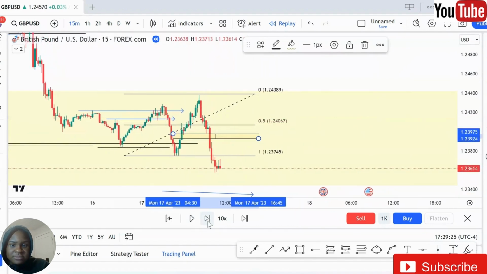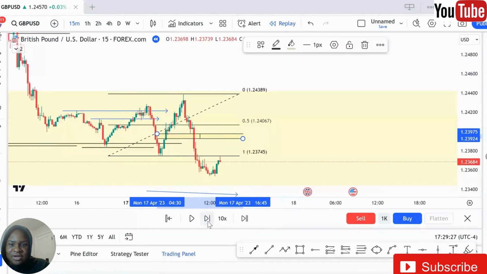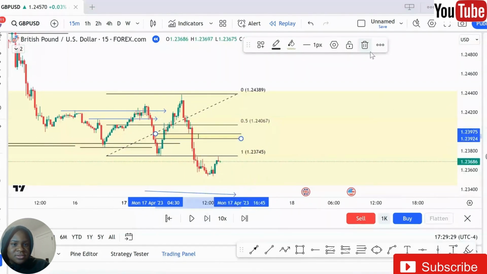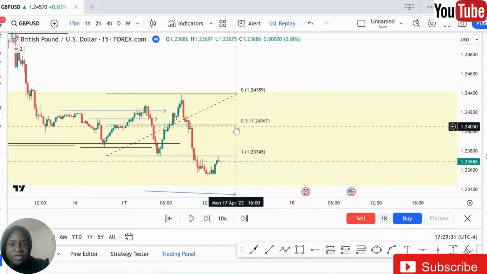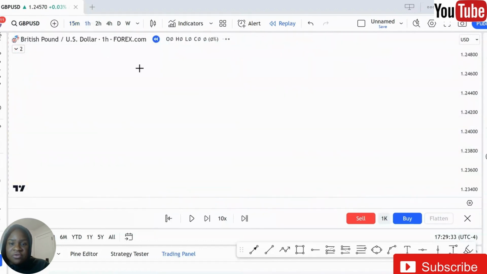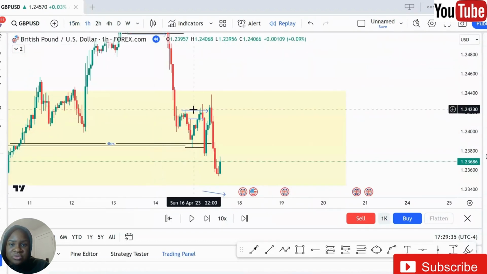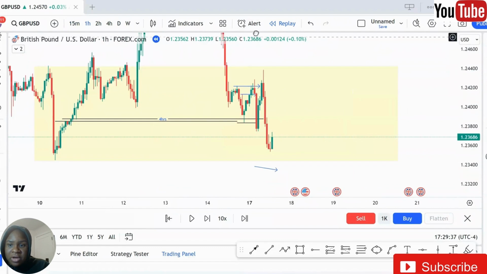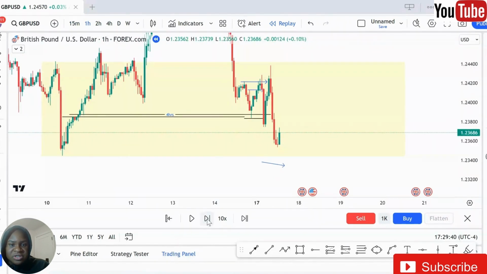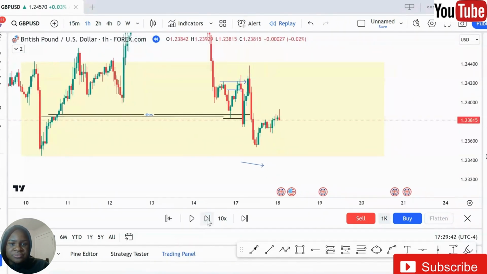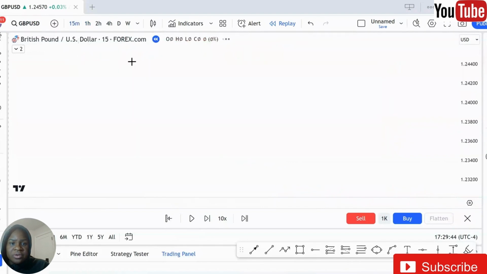Another stop loss in the same support zone. Very annoying. 2 stop losses. We're still in the support zone. I'm just trying to find a good confluence. But if you use 1 hour, 1 hour has still not shown me an entry yet, but I'm still in the support zone, so I'm not worried.